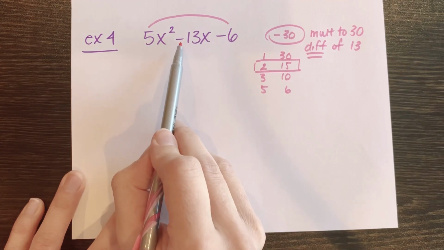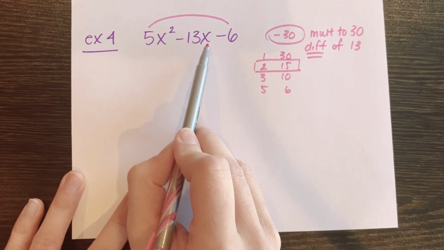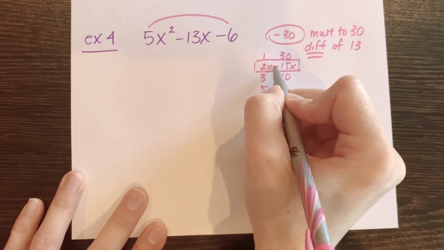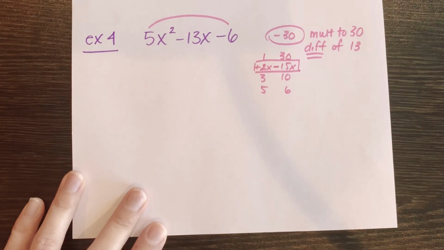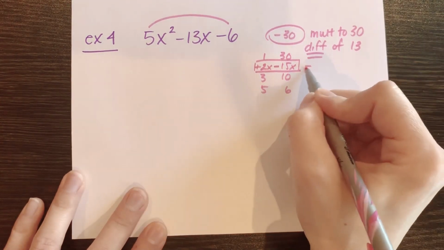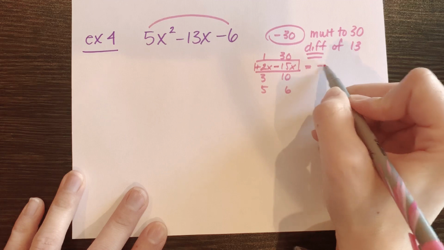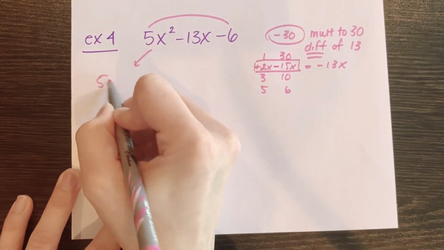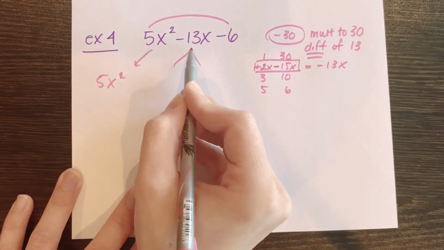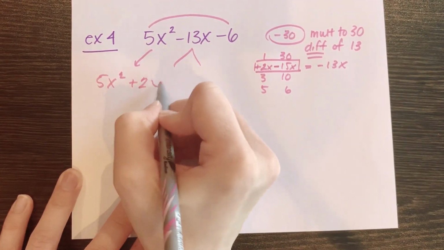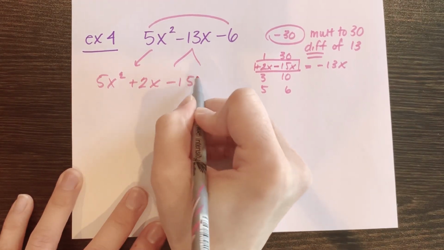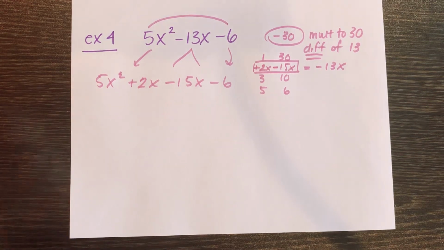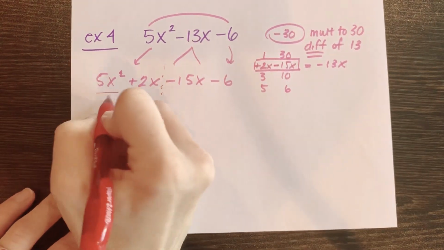And I want the result to be negative. I want a negative 13x, which means which number is going to get my negative? The 15 is going to get my negative. The bigger number has to be negative. 2x minus 15x, negative 13x. Okay, so my 5x squared comes down unchanged. My negative 13x is being replaced with a positive 2x and a negative 15x, and my negative 6 comes down. Ready to cut it in half.